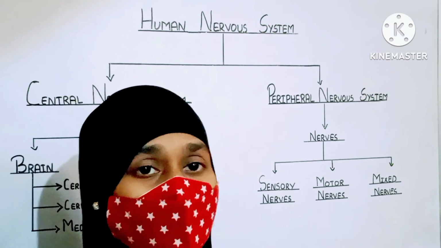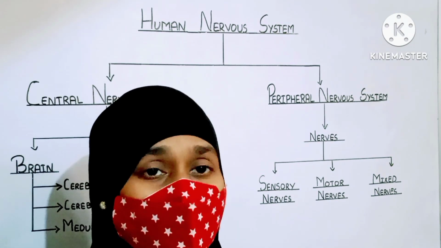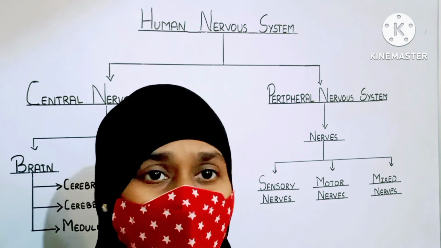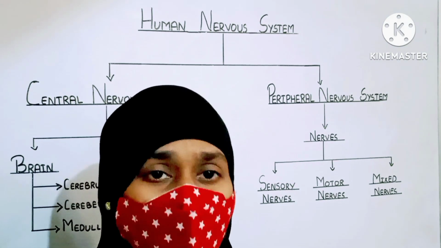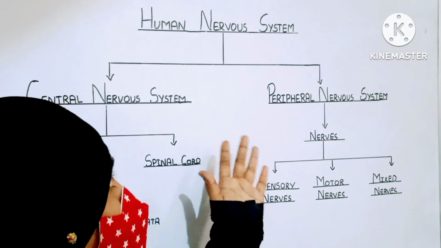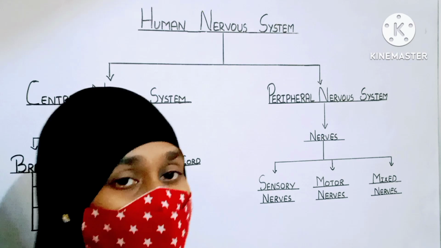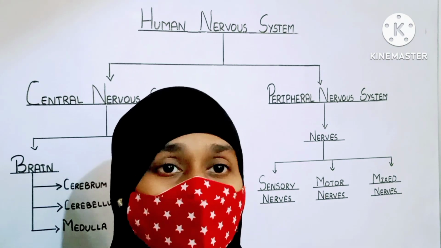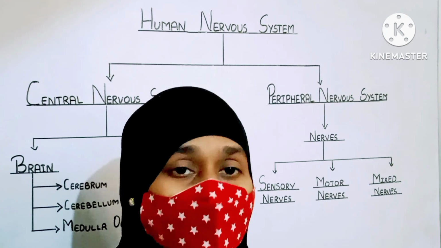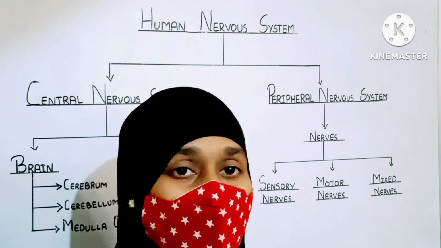The human nervous system sends messages, sends signals to the different parts of the body to do a particular activity, to do particular functions. Isn't it? This nervous system plays a very important role by controlling, by giving the signals, by giving the message to the different parts of your body so that they perform their activities well.